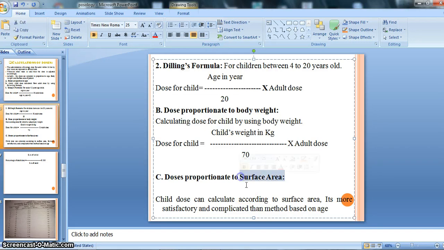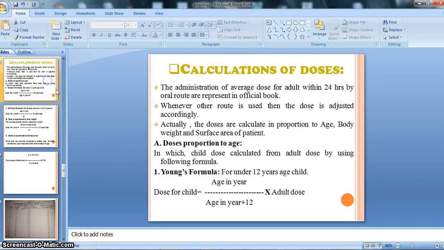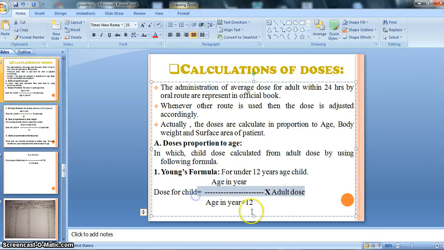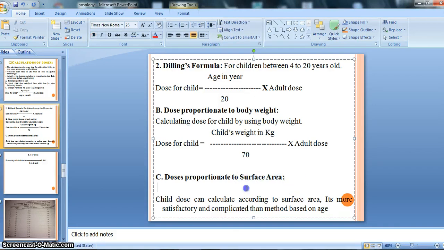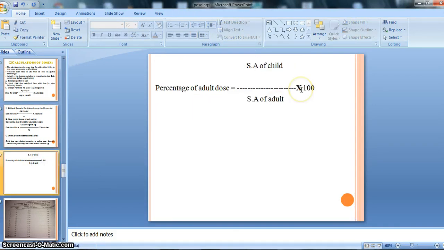This method, proportion to surface area, is very satisfactory as compared to the age method. But it's quite complicated compared to the age method, because the age method is quite simple, right? There is a division and multiplication of some digits, and after that we get a dose. But in the case of surface area, there is something we have to find out first.